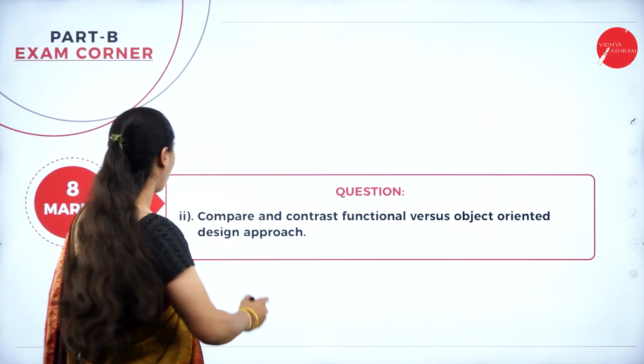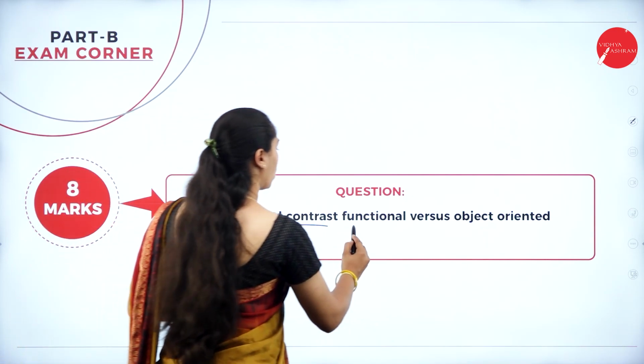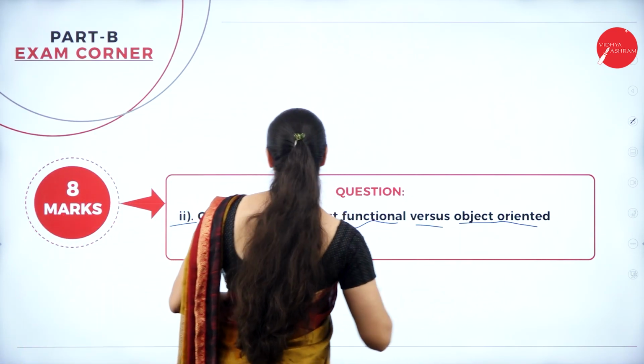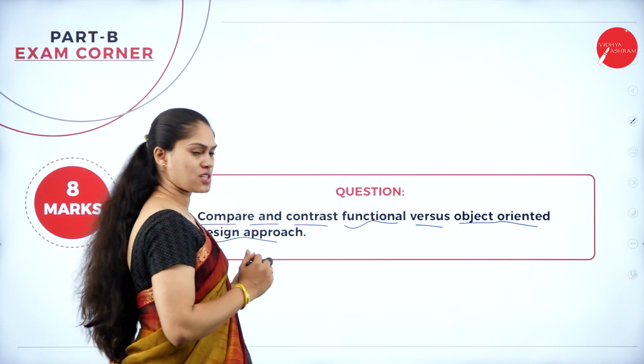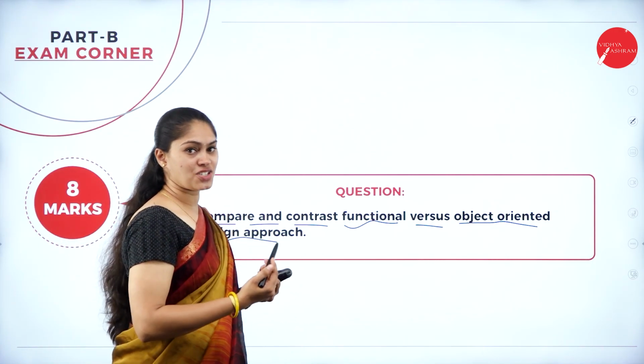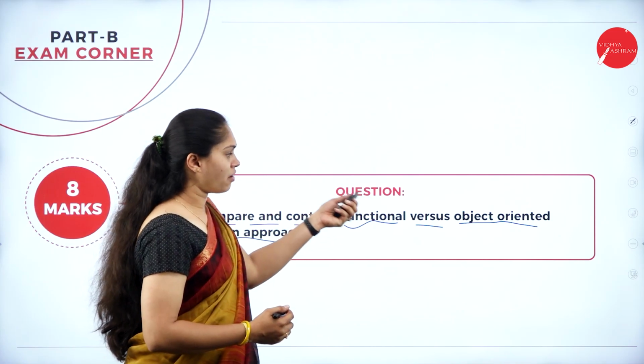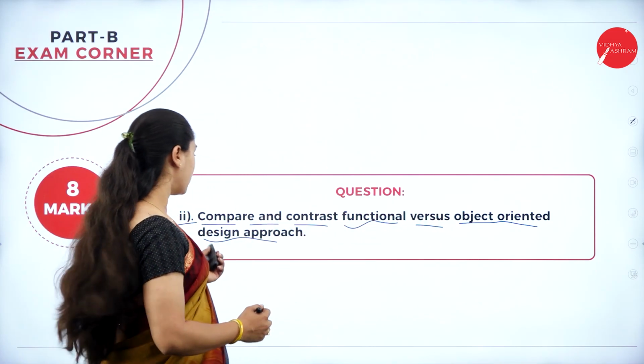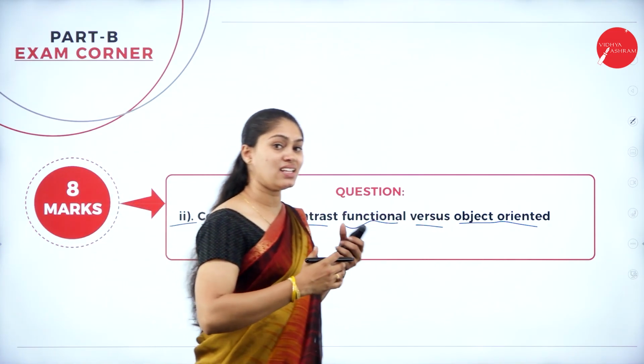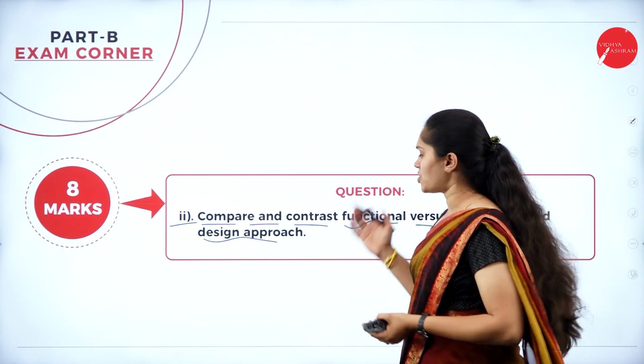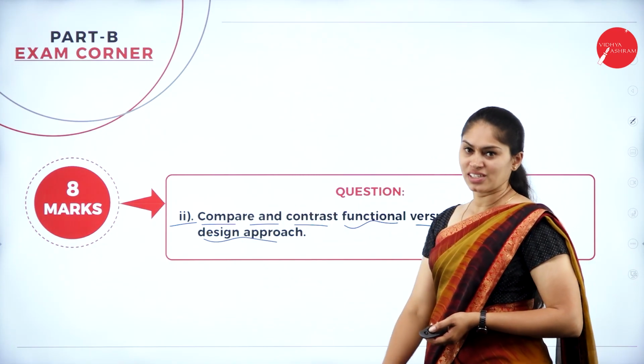We'll see the second question here. Compare and contrast functional versus object-oriented design approach. So now we got to know about the structured design approach. Next we have the functional and object-oriented design approaches. So we'll see the comparison and contrast between those two types of design approach.